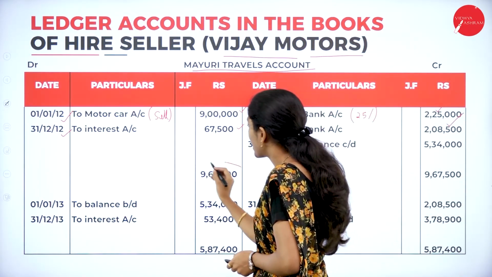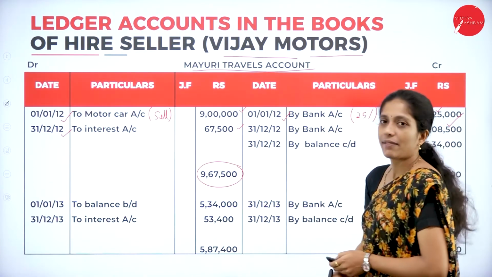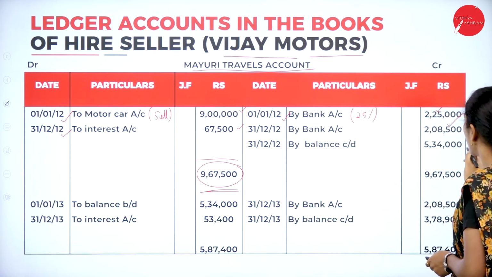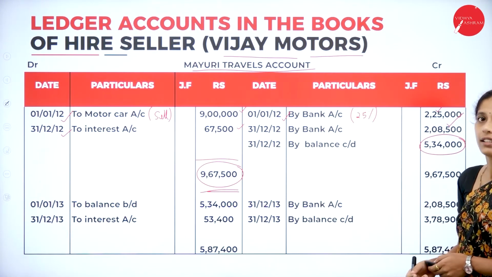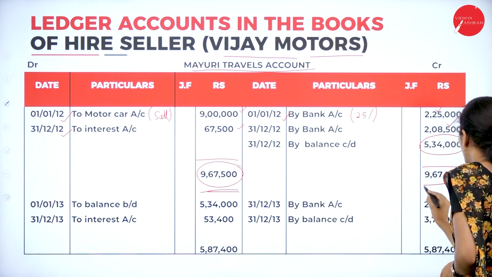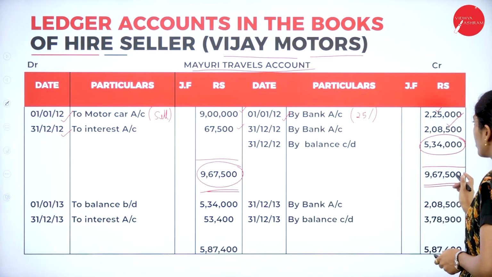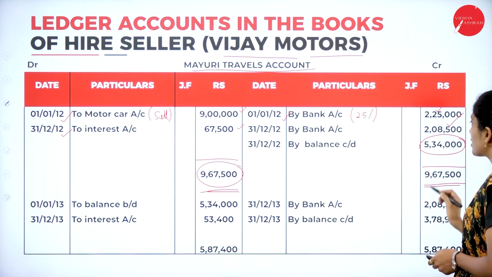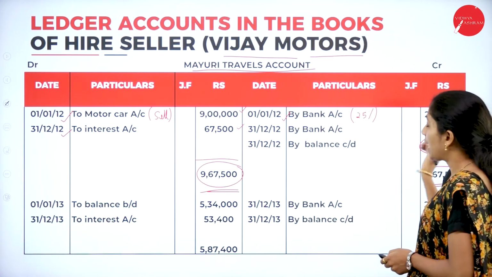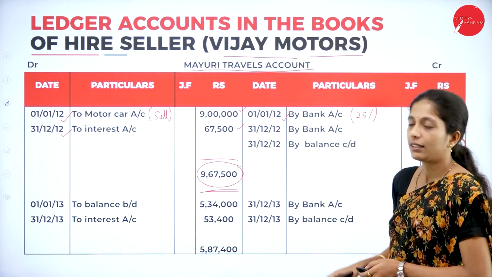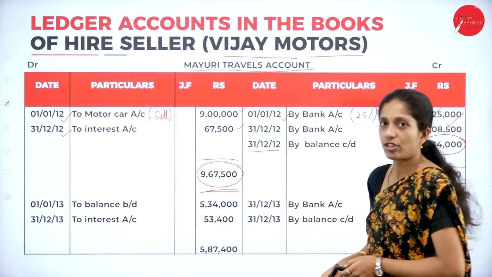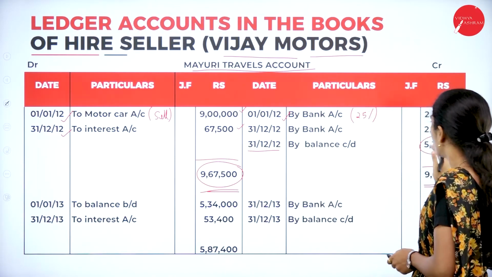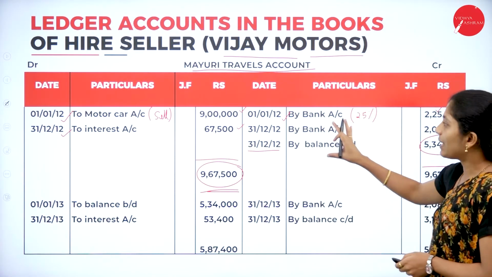So your total of the debit side is 9,67,500. So this is the total, and coming to the credit side, you have a balancing figure of 5,34,000. So write the total on both sides, that is 9,67,500 minus 2,25,000 minus 2,08,500. You'll get a balancing figure of 5,34,000, and this amount has to be carried down for the next year. That is, at the end of the financial year 31/12/2012, by balance carried down, how much? 5,34,000. So we are done with the first year.